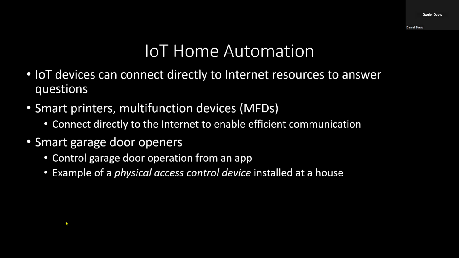If you have someone delivering a package that's something more expensive, you can open the garage door and allow the FedEx, UPS driver, or mail service provider to put that package in your garage rather than leaving it out on the front door. There's definitely a number of advantages to this type of technology. A smart garage door would be an example of a physical access control device.